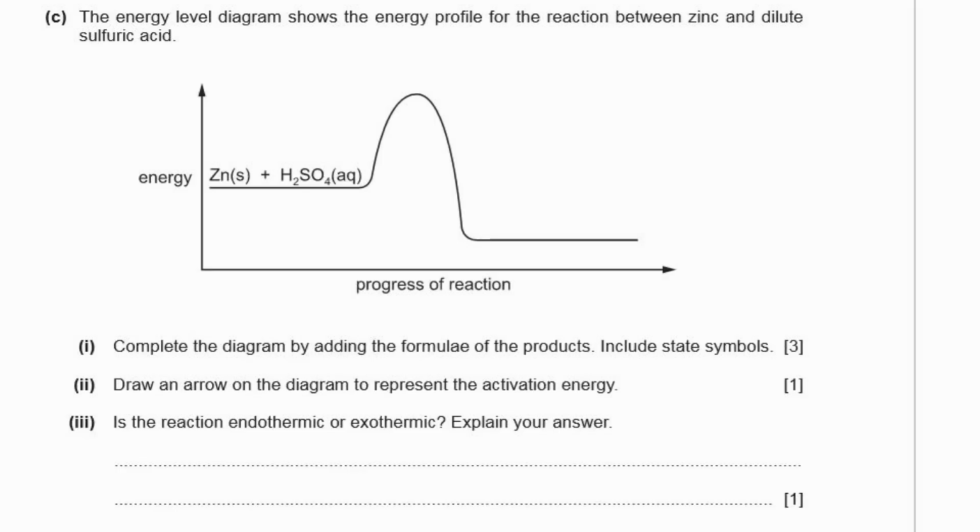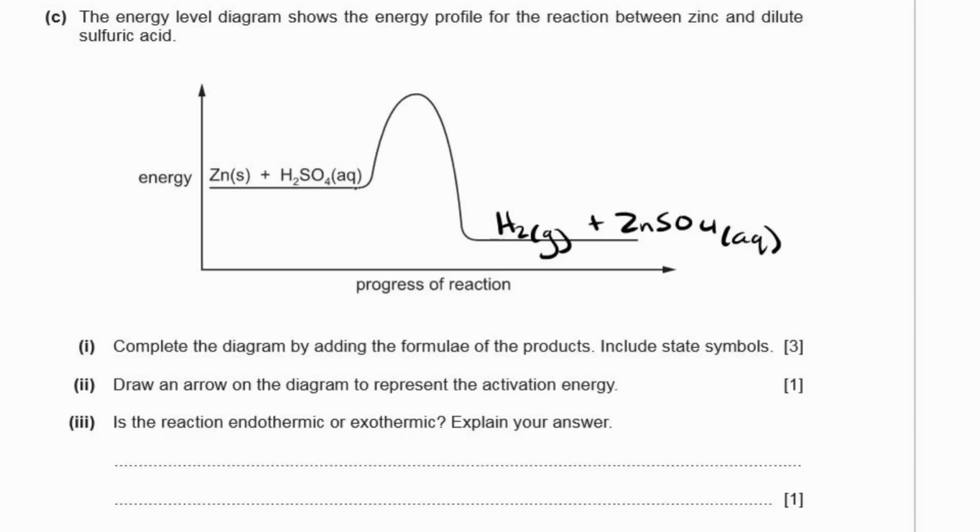All right. And C, the energy level diagram shows the energy profile for the reaction between zinc and dilute sulfuric acid. Part 1, complete the diagram by adding the formula of the products and include state symbols. Okay, so we have zinc plus sulfuric acid. Well, that will produce hydrogen gas plus zinc sulfate, which, since the sulfuric acid was aqueous, is also aqueous.